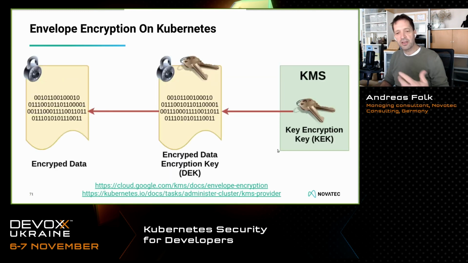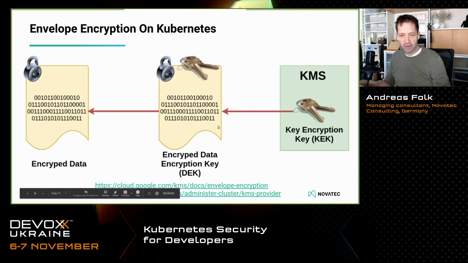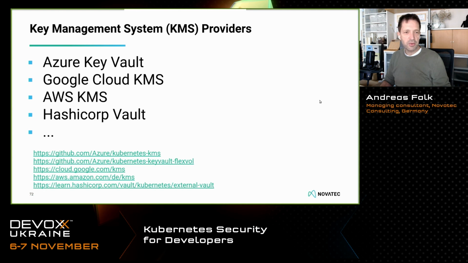This is the mechanism, how it works. It uses 2 levels of encryption keys: a key encryption key, which lies in the key management system, and the encryption key that lies in Kubernetes, to make it even more secure. Always use a key management system like Azure Key Vault, Google Cloud, AWS KMS, HashiCorp Vault, and stuff like that.